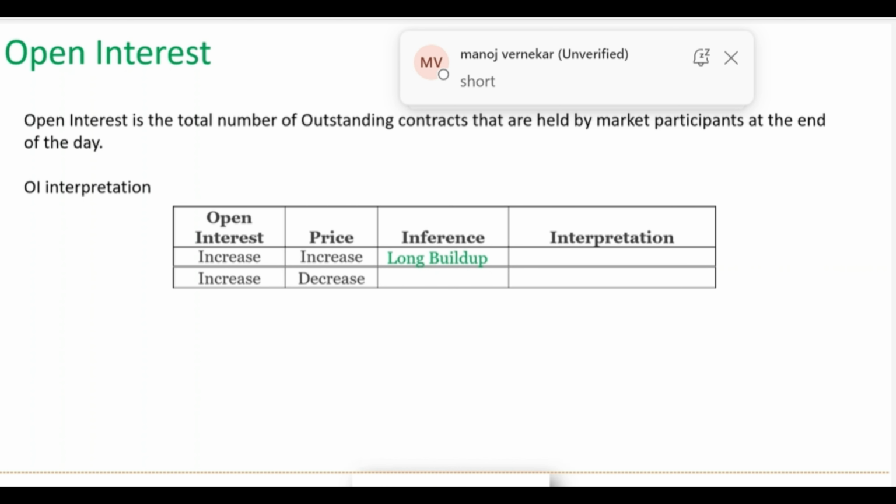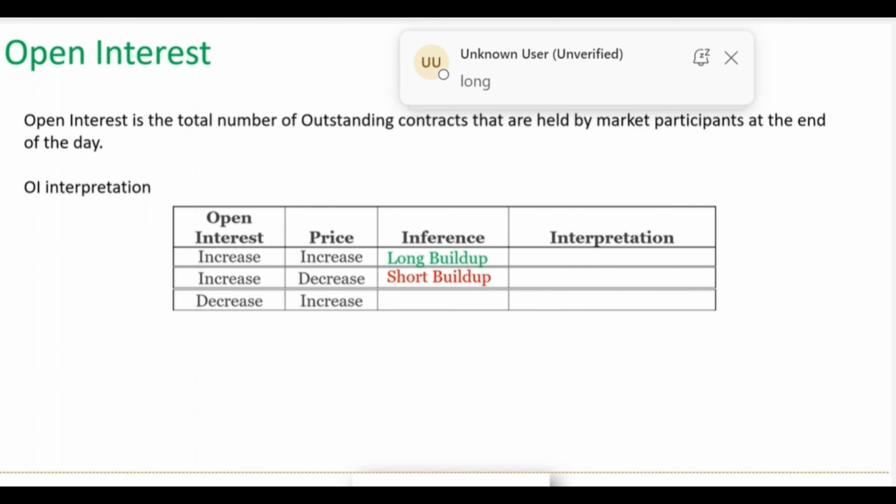Okay, now second, open interest goes up, the number of positions goes up, but the price goes down. Exactly the opposite of what we saw in the first scenario. Which means people are creating short positions, right? So it's a short buildup.